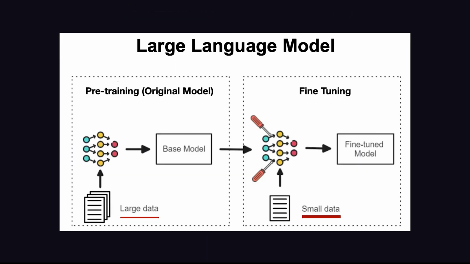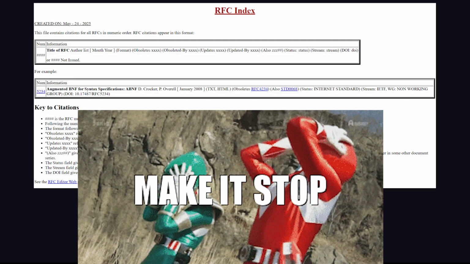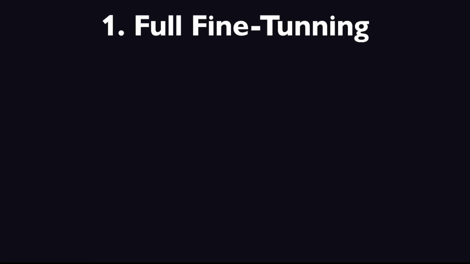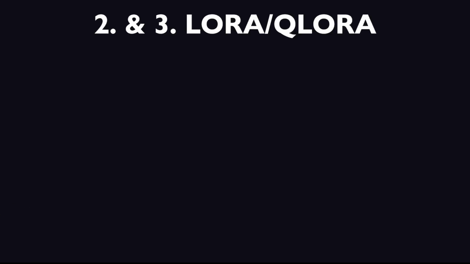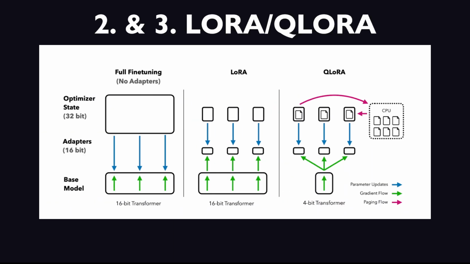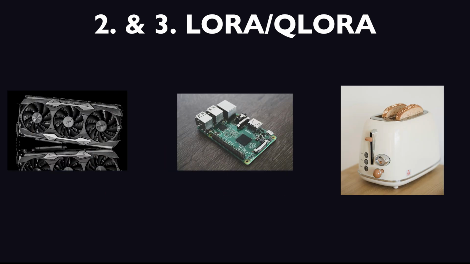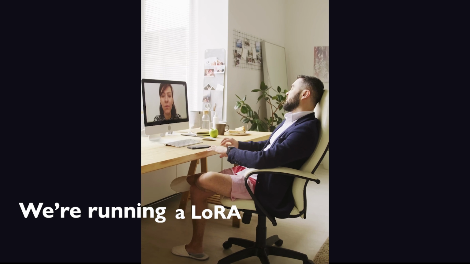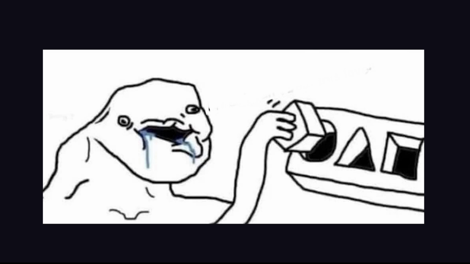Fine-tuning. Fine-tuning is the act of retraining a base model on your own data so it becomes a little less general and a little more like your annoying team lead who always quotes RFC specs. There are 3 different levels. Full fine-tuning, expensive, slow, GPU melting. LoRA or QLoRA, efficient fine-tuning by adding lightweight adapter layers. You can do this on consumer GPUs, Raspberry Pis, or toasters. Use this phrase: we are running a LoRA fine-tune on top of Mistral with project-specific prompts. Then hit Alt+Tab to hide the fact you're still editing YAML files.